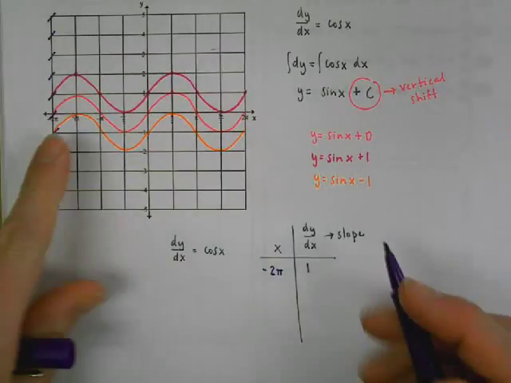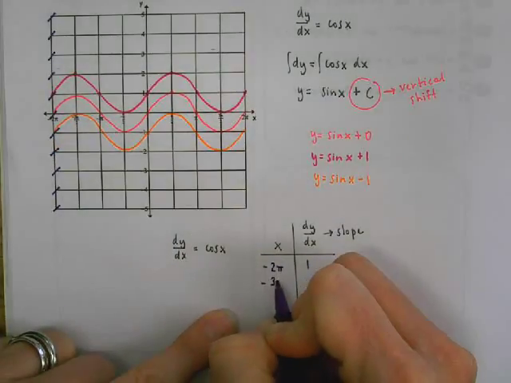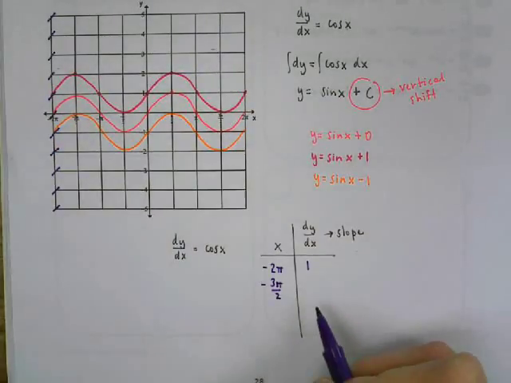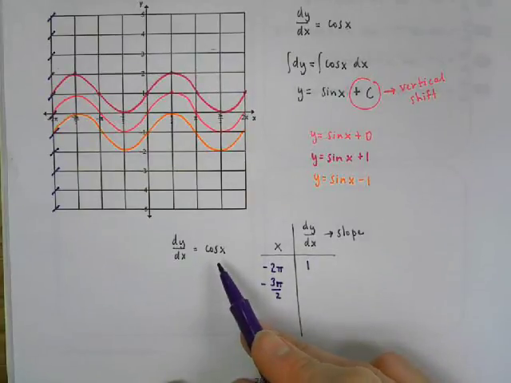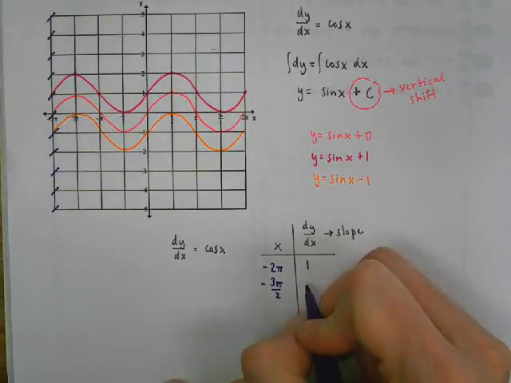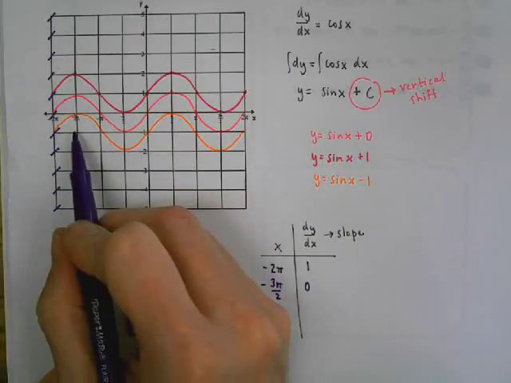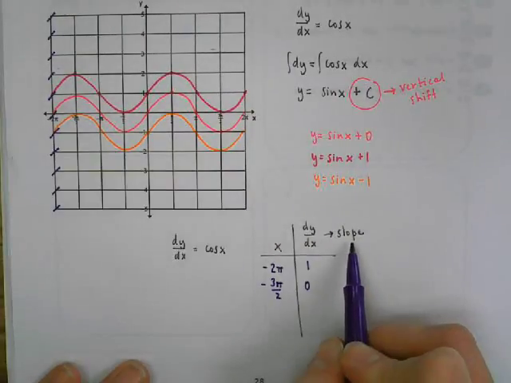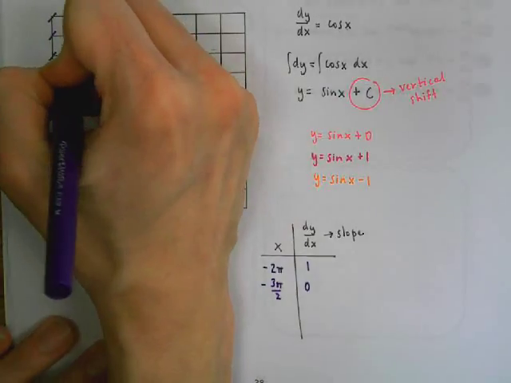So let's keep going. Let's look at negative 3 pi over 2. Now, the cosine of negative 3 pi over 2 is going to be 0. So when x is negative 3 pi over 2, my slope is 0.